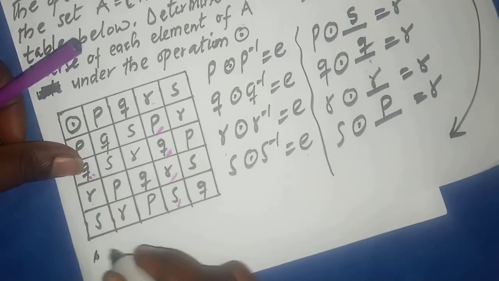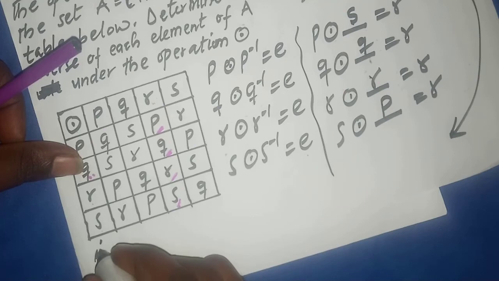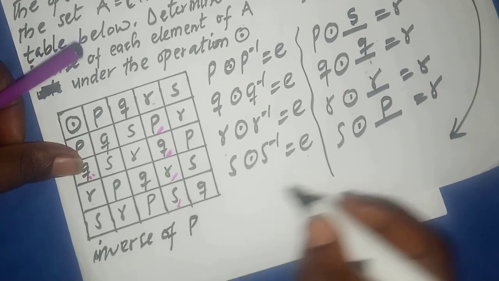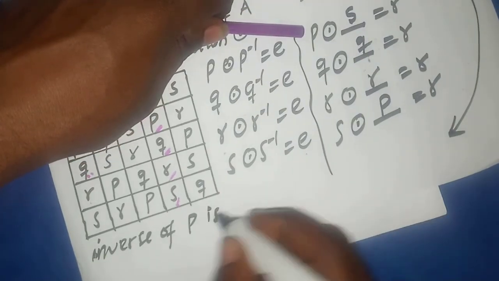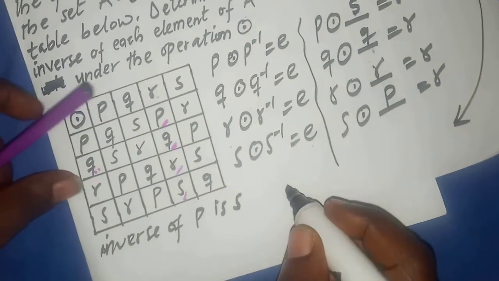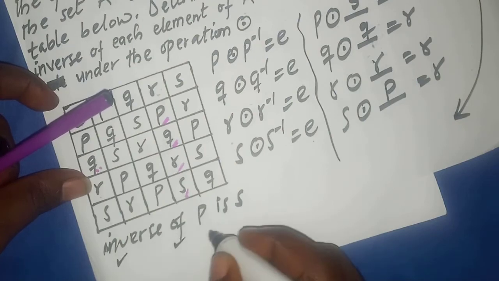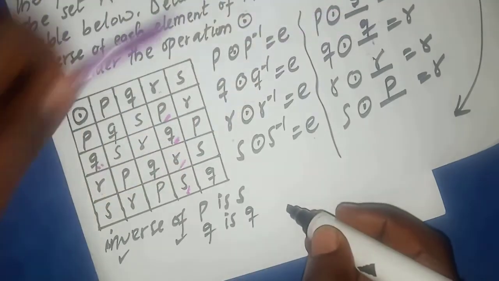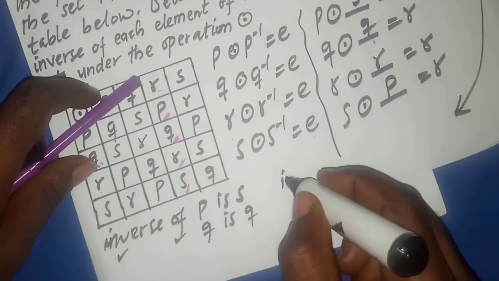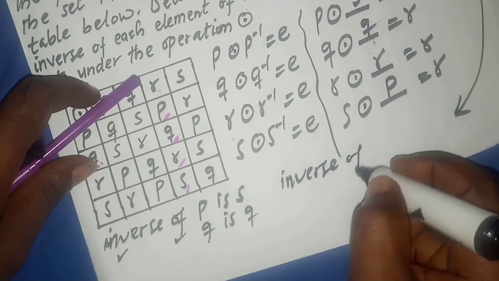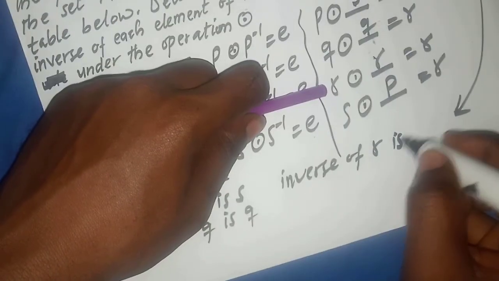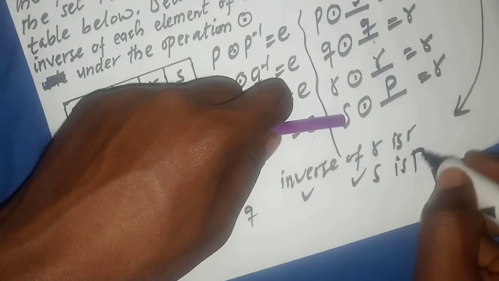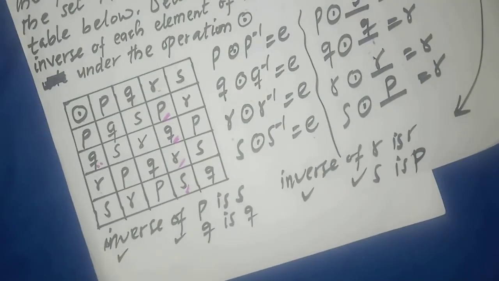What it means is that the inverse of P is S. And then the inverse of Q is Q. Then also the inverse of R is R. And then the inverse of S is P. That is what it means.